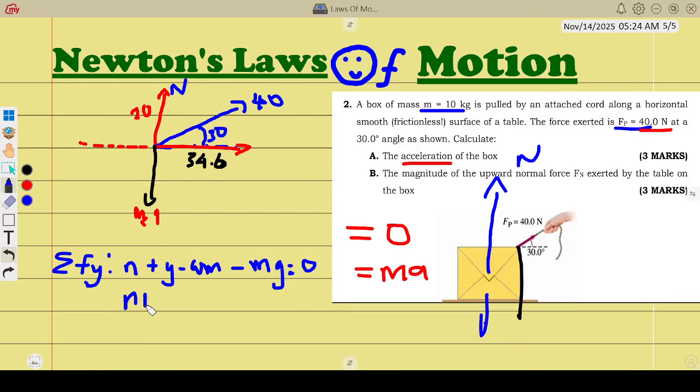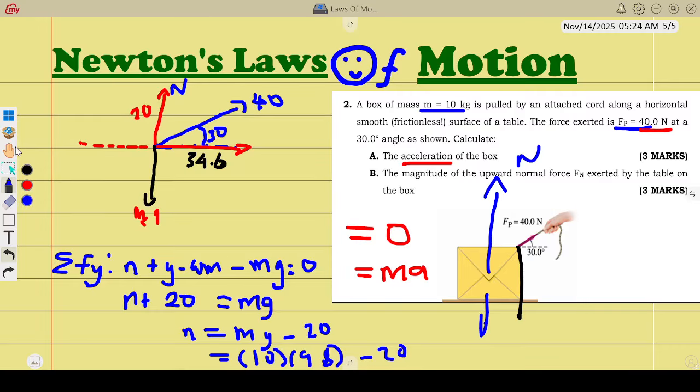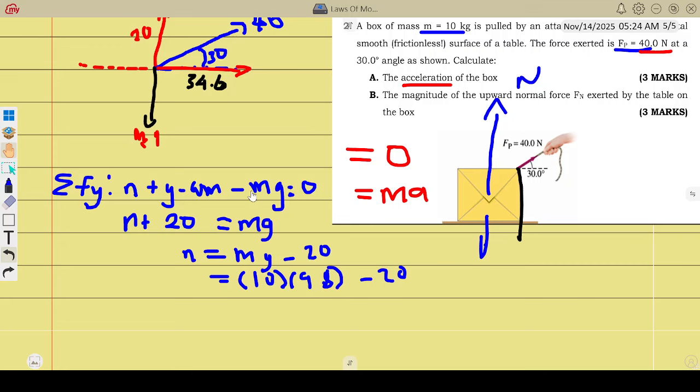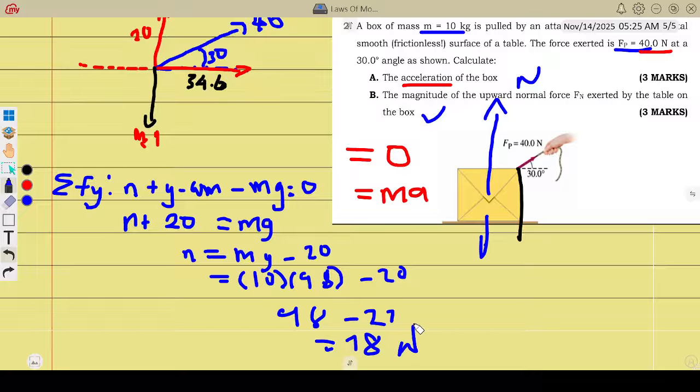So N, we're trying to find. N plus 20, the y component is 20, is equal to mg. So we're going to have N equal to mg minus 20. So m is 10, gravity is 9.8, minus 20. And then from there, what is remaining is just to finish up. So 10 times 9.8 is 98, minus 20. You get 78 there. So that's how you find the magnitude of the upward force. This was worth 3 marks. You put newtons there.